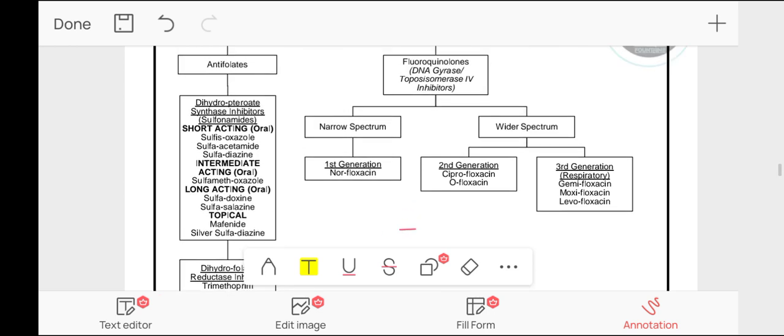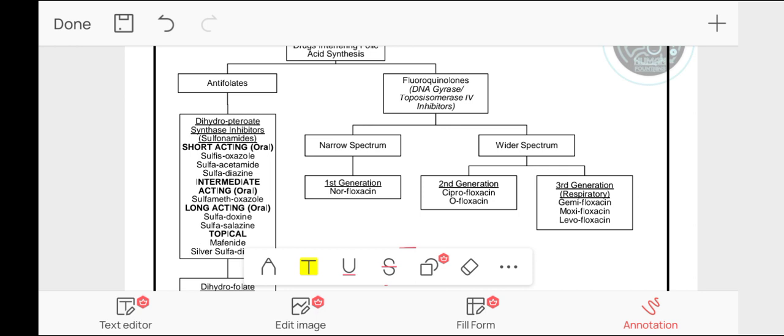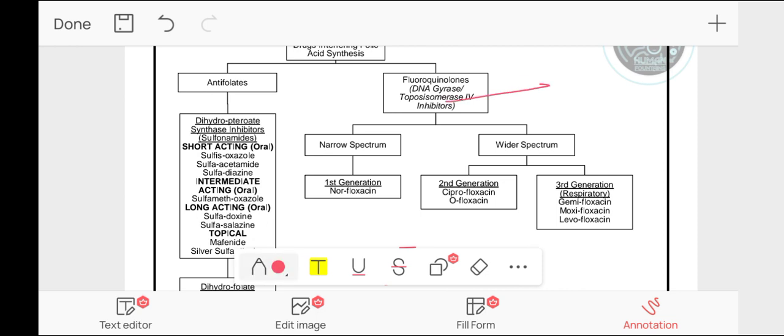Next, let's talk about fluoroquinolones. The fluoroquinolones are DNA gyrase inhibitors or DNA topoisomerase 4 inhibitors. What do these drugs do? They block DNA topoisomerase type 2 in gram-negative and type 4 in gram-positive bacteria. So they block topoisomerase 4 in gram-positive and topoisomerase 2 in gram-negative.